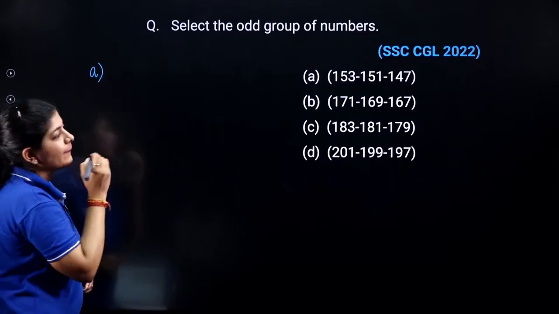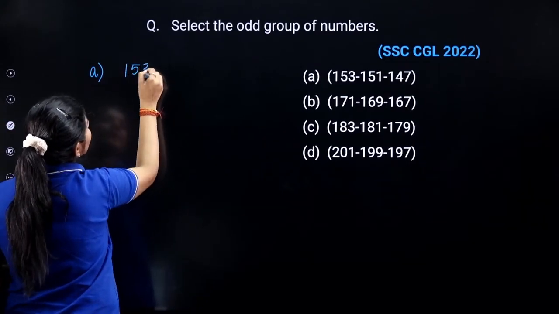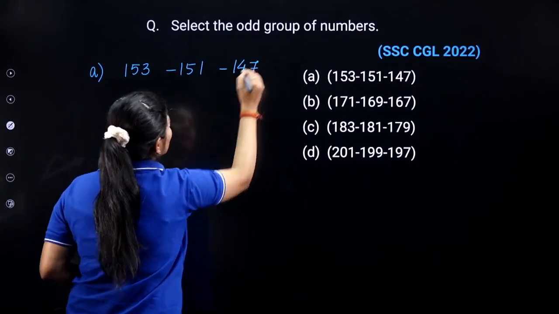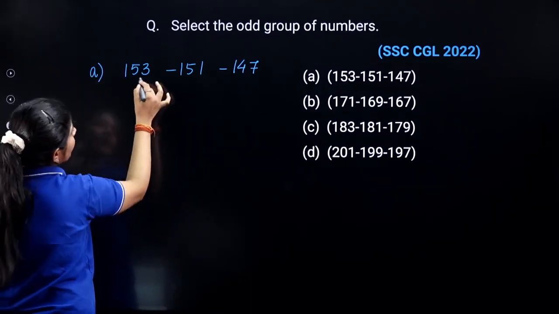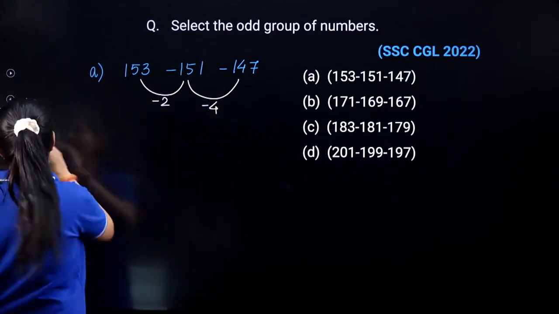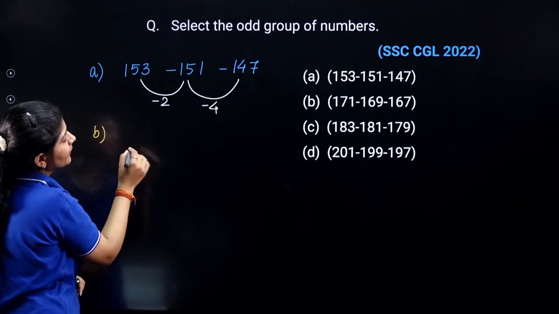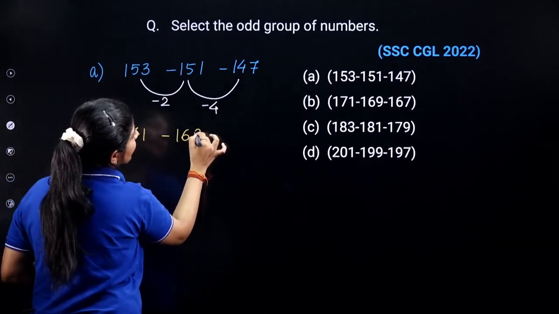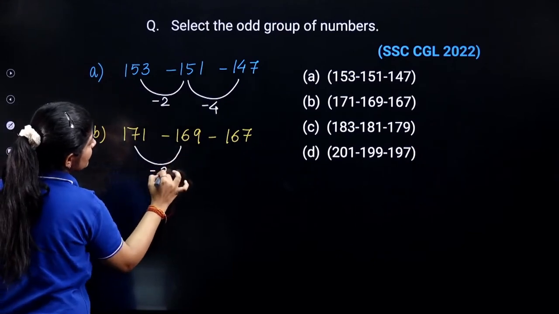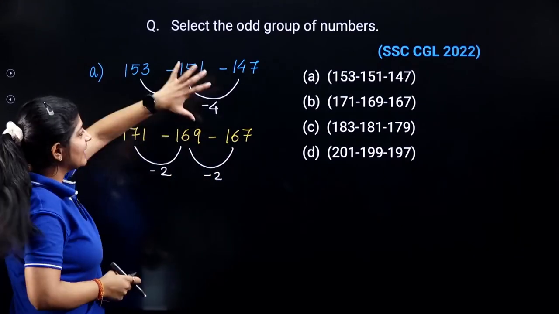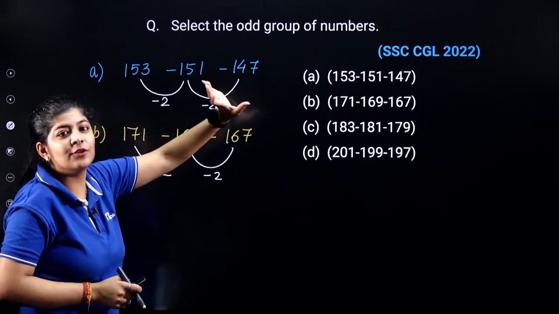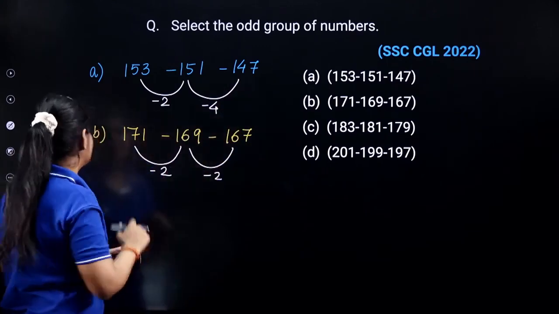Okay, we will go with option number A. Here we have 153, 151 and 147. If I talk about the difference between the numbers, here it is minus 2, right? Here minus 4. This is the difference that we have. Next option, option number B. 171, 169, 167, right? Difference: minus 2, minus 2. Just by checking these two options, I can say that either A is the correct answer or B is the correct answer. Now, we need to check the rest of the options just to confirm.